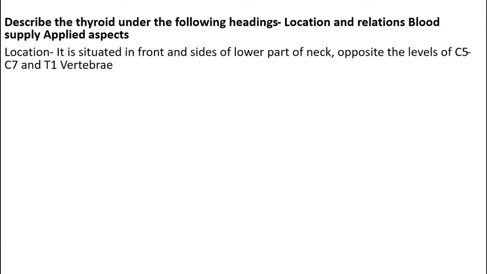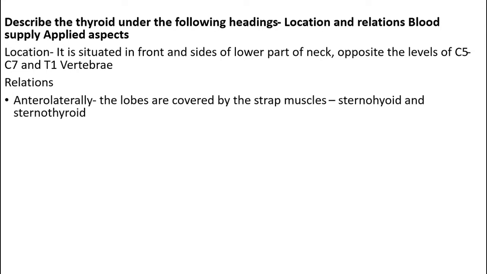Thyroid is located in the front and sides of the lower part of the neck, opposite the levels of C5, C7, and T1 vertebrae. The relations: anterolaterally, the lobes are covered by strap muscles, that is sternohyoid and sternothyroid.